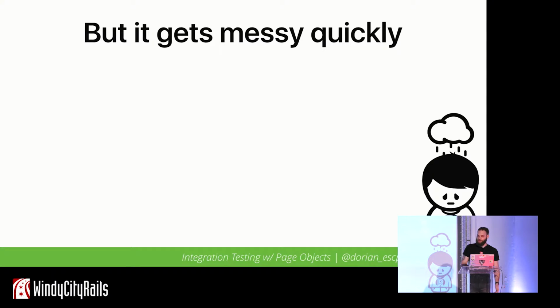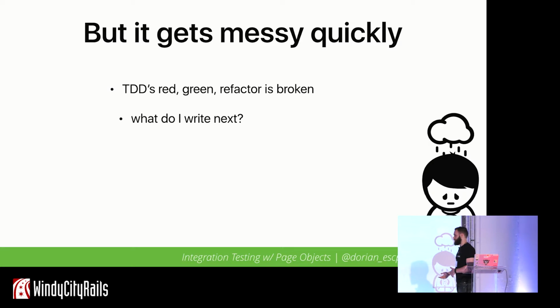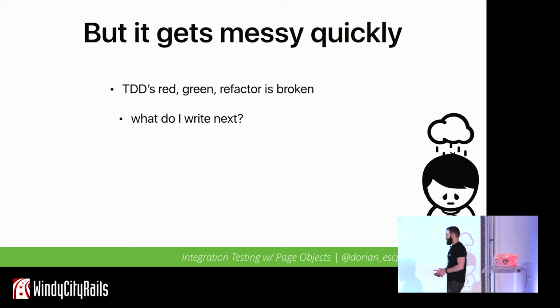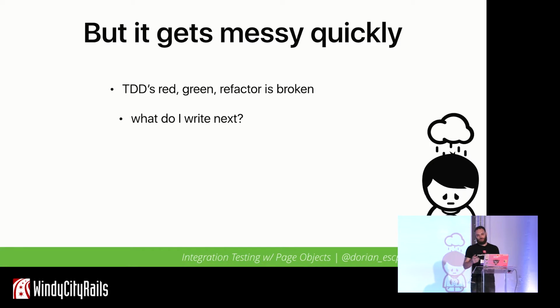So one of the problems with that is that the TDD cycle, the red-green refactor that we all know, is broken. We can't get a good red because we can't write a test. We'll probably write comments of how we want to test, but we won't write the actual test because we don't know all the selectors. We can't keep all of them in our head. So you're stuck with, what do I write next?